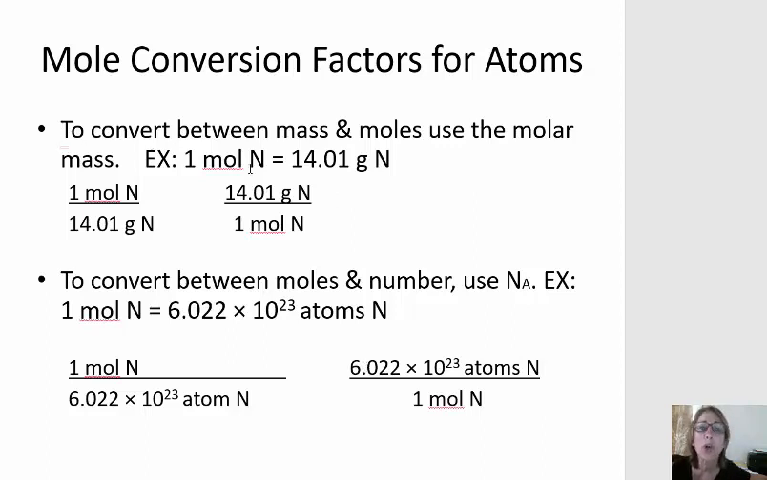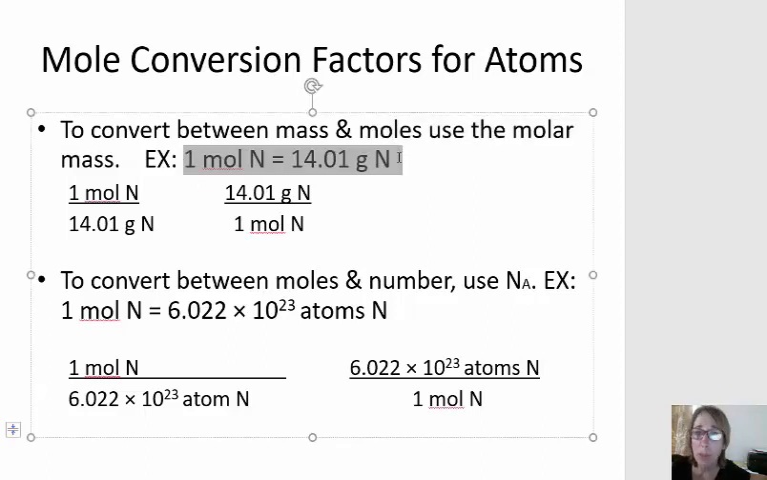So first, we look at molar mass. And the molar mass, 1 mole, and I chose nitrogen as my example, is equal to however many grams is stated on the periodic table. So 14.01 grams of nitrogen. That is the equality between mole and mass, and right below it are the 2 possible conversion factors. On the left we have 1 mole of nitrogen on the top and 14.01 grams in the denominator, and here we have 14.01 grams in the numerator and 1 mole in the denominator.